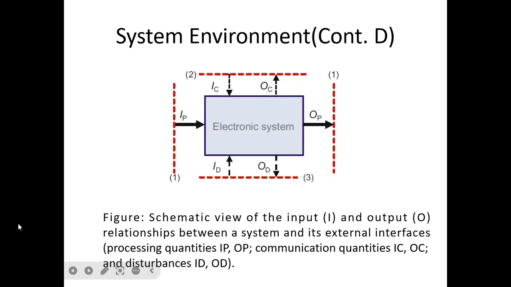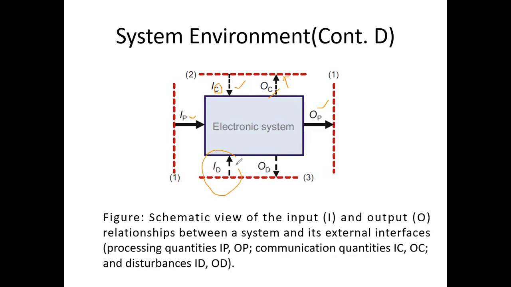So here IP represents input, I for input, O for output. Okay, input I am giving, output I am getting, right? So here P stands for processing quantity. Here IC is the input, C represents communication quantity. OC represents output, C represents communication quantity.